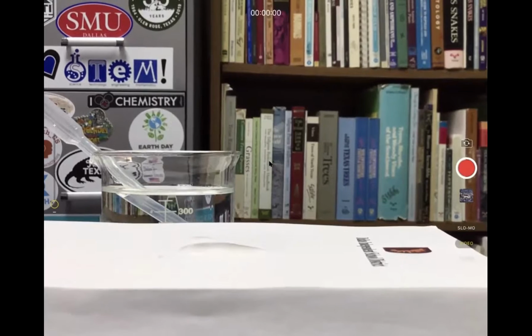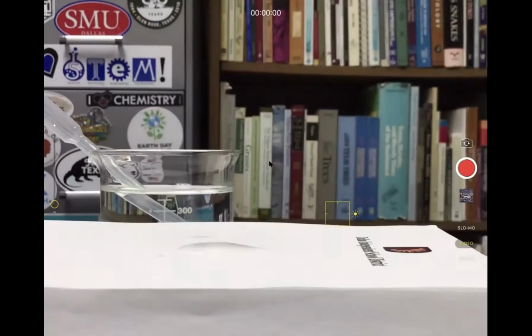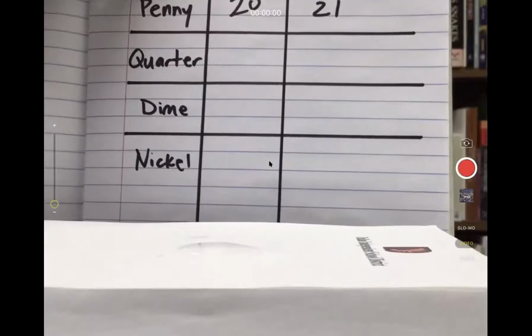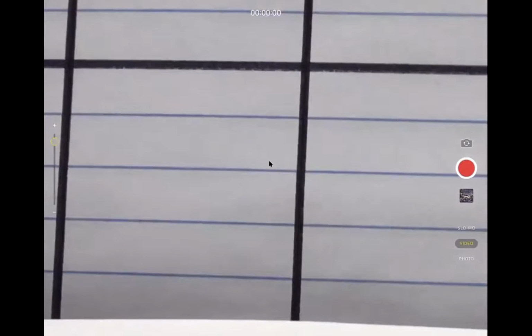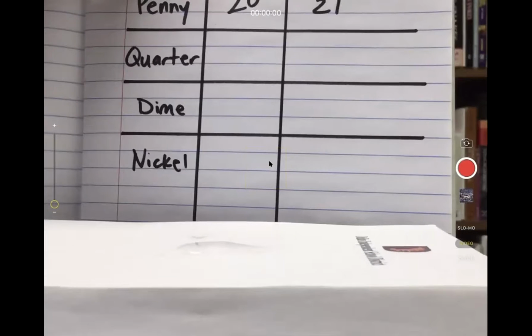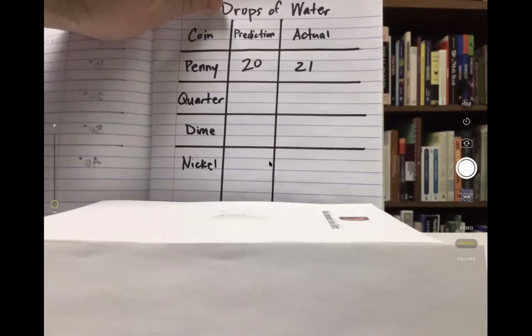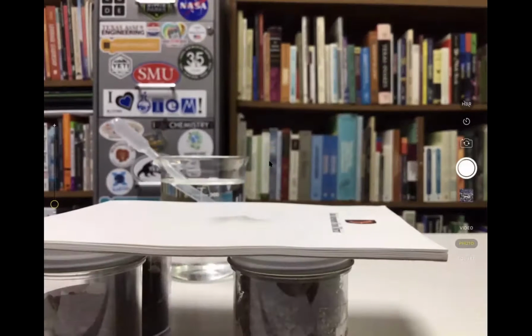Let me zoom back out here. And so I was actually pretty close. There. So 21 dropped. My prediction was 20. The actual was 21. That's not too bad.